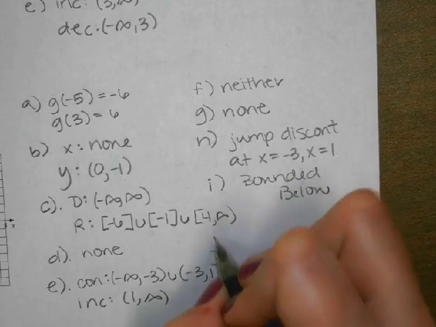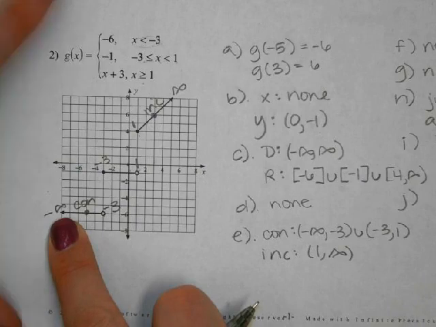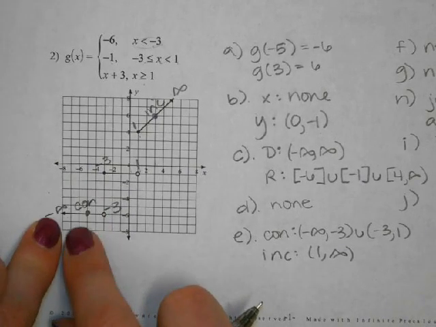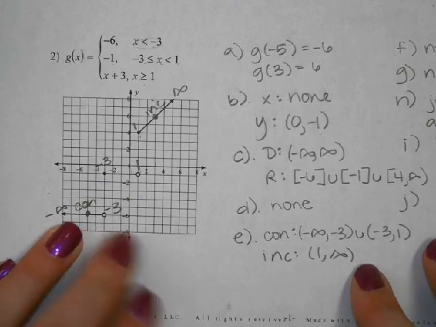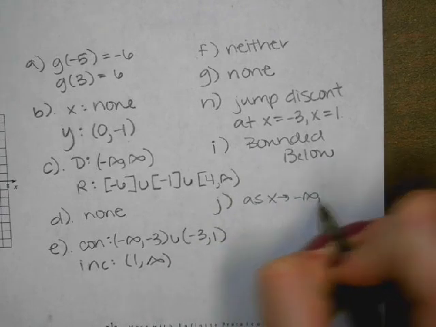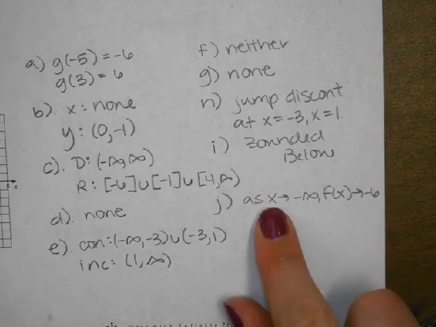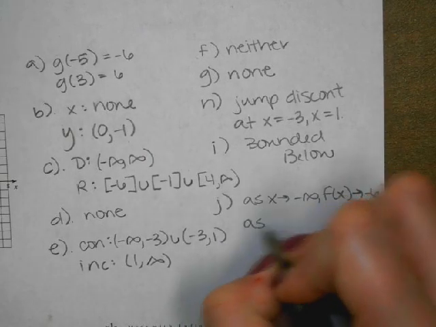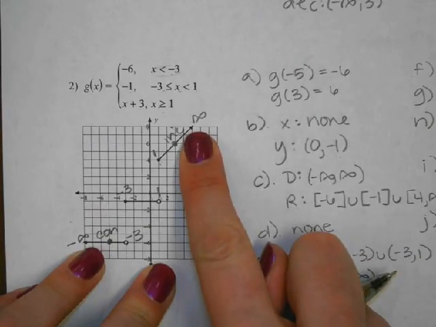And then J was describe the end behavior. So I'm going to say that as x goes left forever, the y value doesn't go up and it doesn't go down. The y value stays at -6. So we're going to say as x goes left forever, the function goes to -6. So as we look to the left, the function goes to -6. As we look to the right, the function goes up.